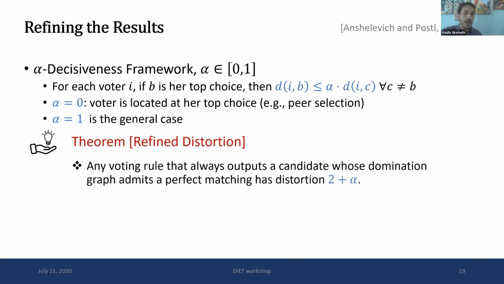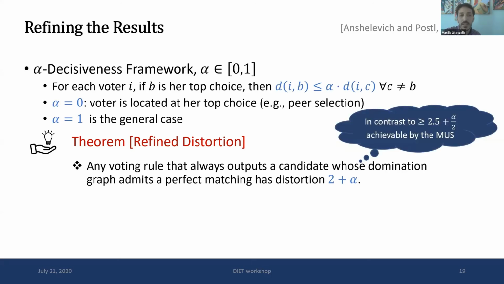So our results, the same block of inequalities, just slightly updated, imply a bound of 2 plus alpha. You can see again that for alpha equals 1, you get 3, the result we already know. And for alpha equals 0, you actually get a 2. So for the peer selection problem, we get an improved distortion. If you do not have this indecisiveness, in fact you have strong decisiveness, you get a better distortion of 2.